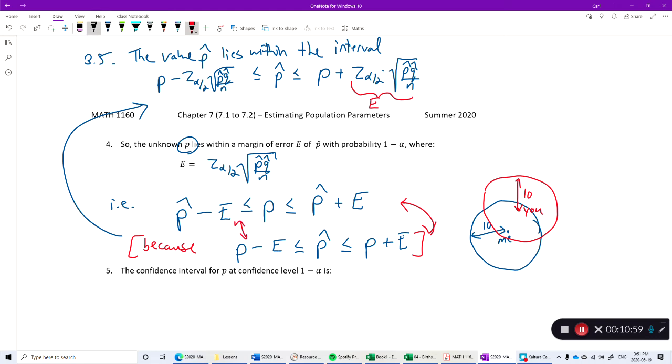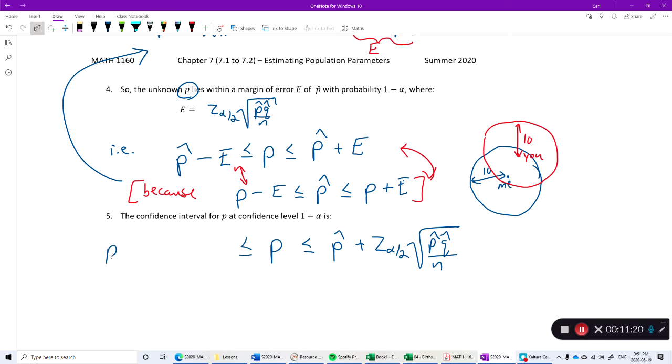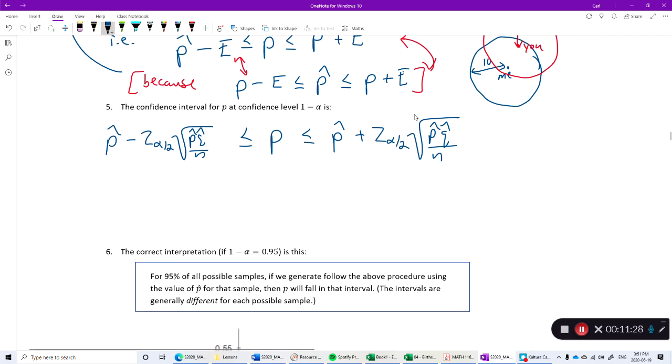The second one is more useful for us. So, final answer. The confidence interval for P at confidence level 1 minus alpha is this. P less than or equal to P hat plus E, which is, and then on the left-hand side, okay, and that's the grand conclusion. Let's put a box around that.